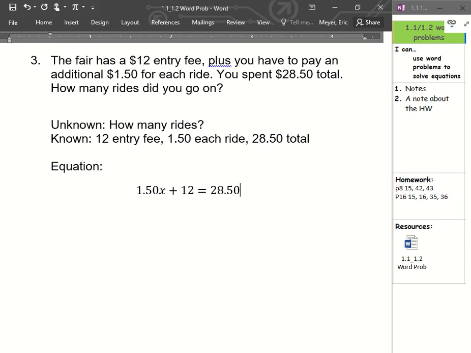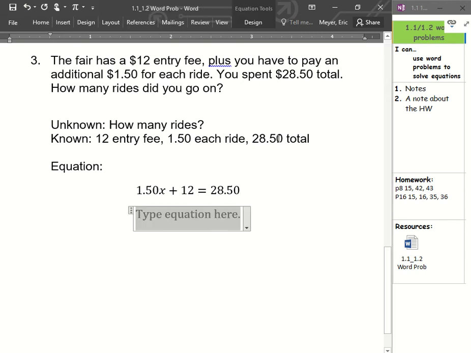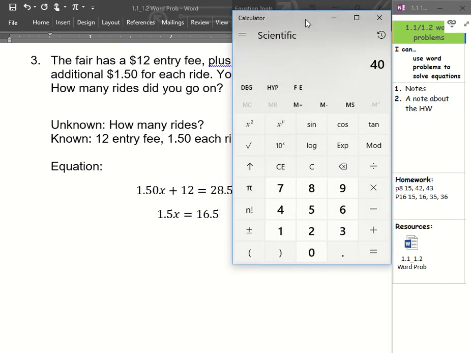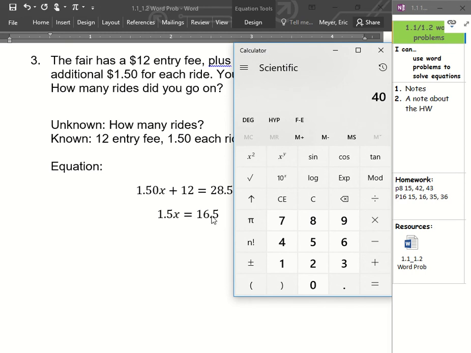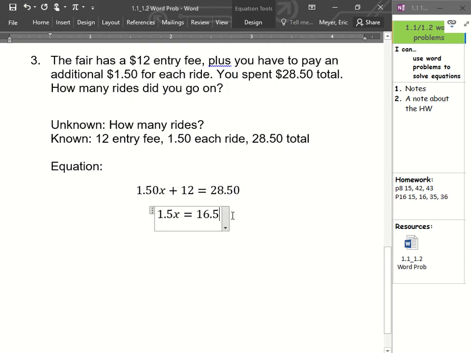Now this is a two-step equation, just like in 1.2. So I'm going to subtract 12 from both sides to start. 28.5 minus 12 is 16.5. Then I'm going to divide both sides by 1.5. So I have 16.5 divided by 1.5. We get 11. So our answer is 11 rides.